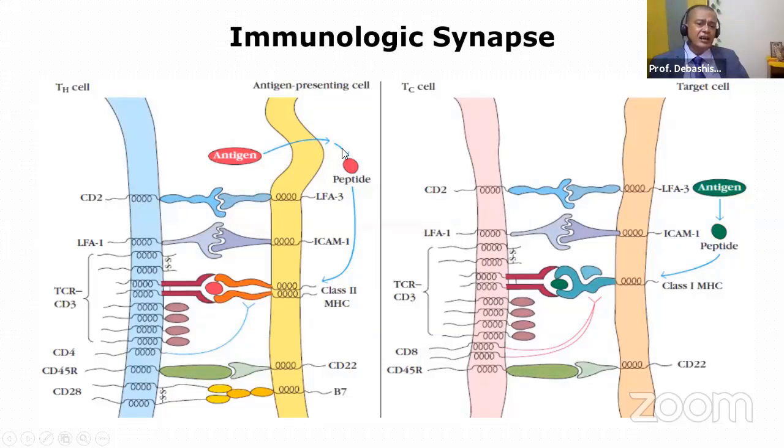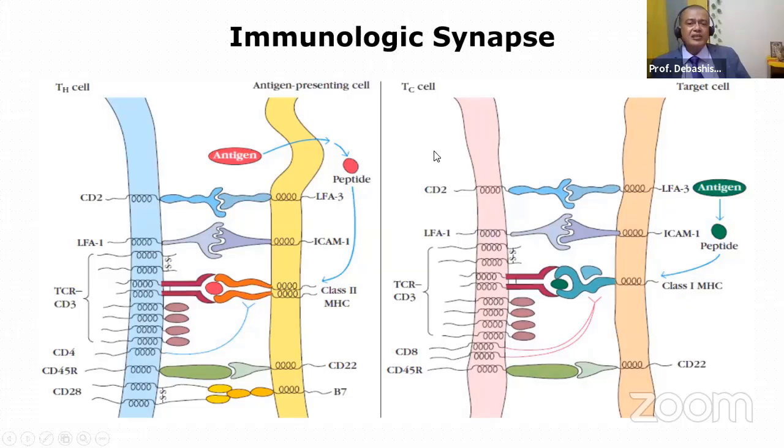the antigen processed into peptide is presented through MHC class 2 under the influence of CD4 to the TCR on the T helper cell, and there is also CD2 LFA1 LFA3 and LFA1 ICAM1 interaction, CD45R CD22 interaction, and CD28 B7 interaction, also known as co-stimulatory signals. This is very important because without the co-stimulatory signals the T cells cannot get activated even if all the others are active. If you compare these two cells, what is the difference you can see here?